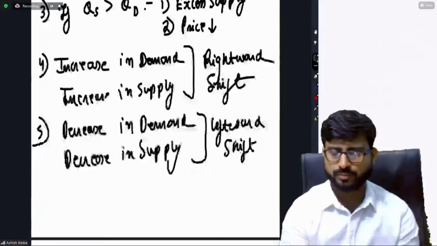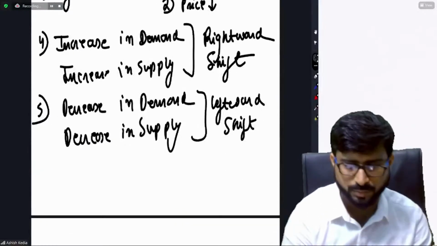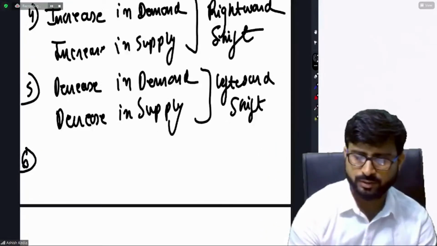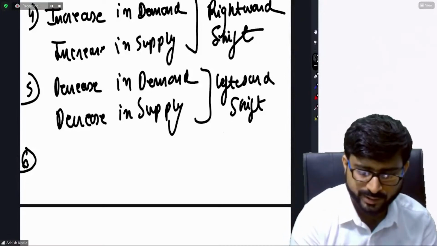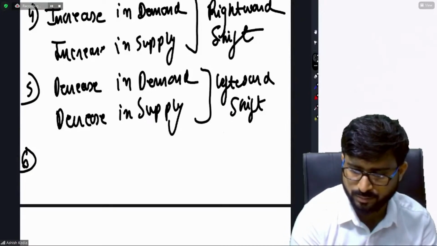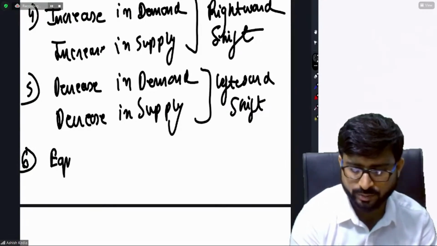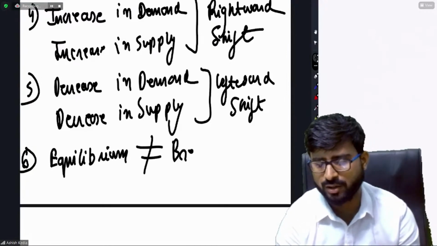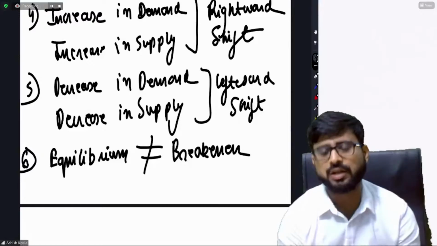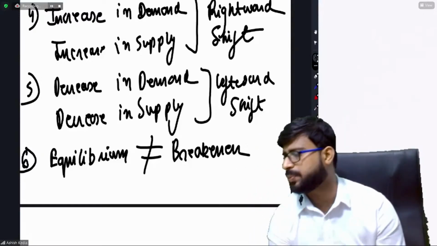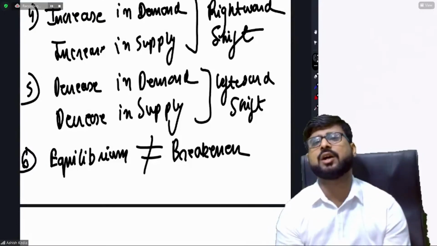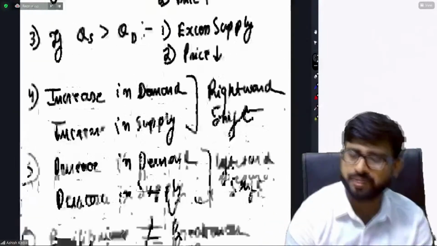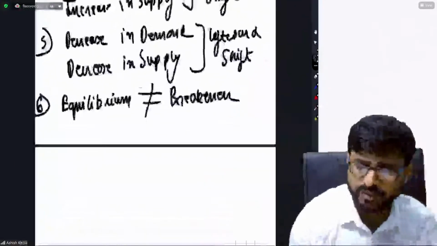Okay, good. Number six. Equilibrium word is not the same as break even. Break even I have never spoken in the class till now. So you all also remember you don't need to speak this word. When break even is needed, I will automatically tell you. Now no break even word is needed because some of you were confusing it today. So I had to write this.